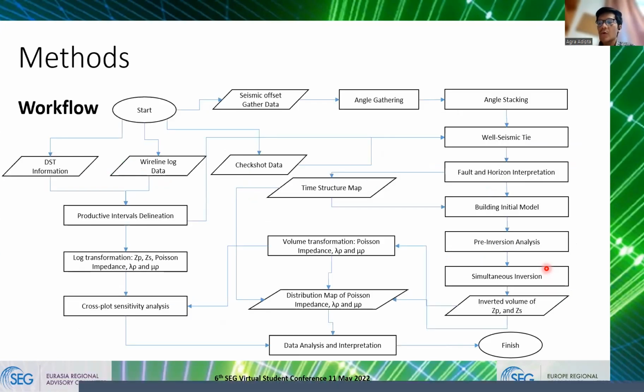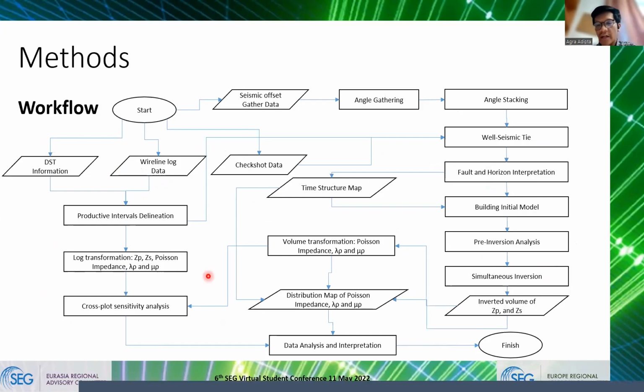The workflow of our research is mainly based on two data sets. The first is the well data set, where we delineate the data and transform the logs into P impedance, S impedance, Poisson impedance, and lambda rho, and we cross-plot them and delineate what the pore fluid and what the lithology are.